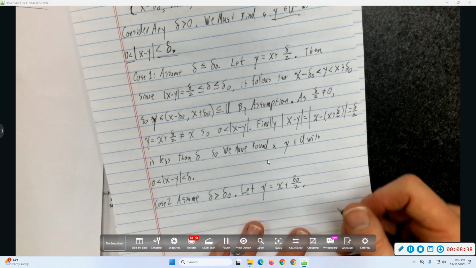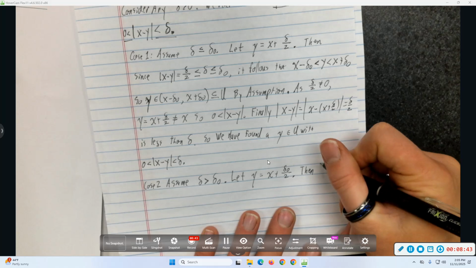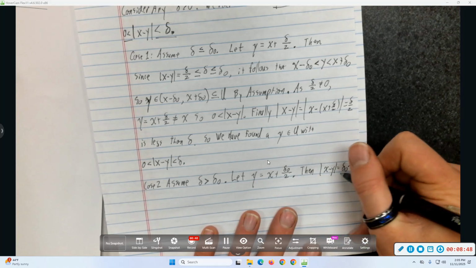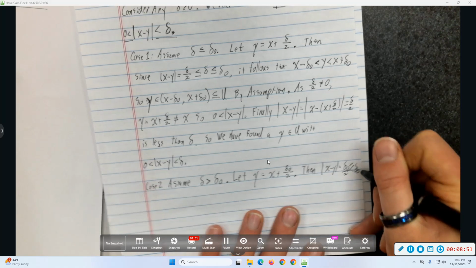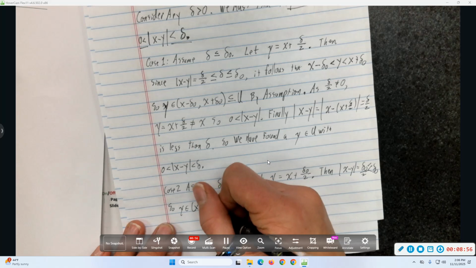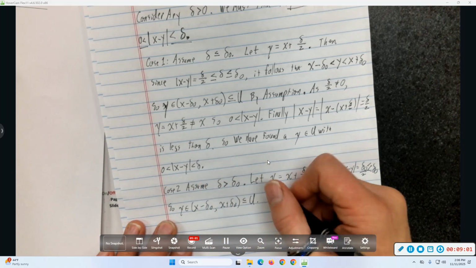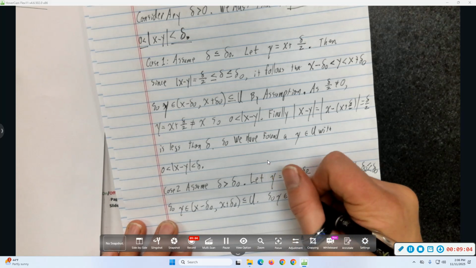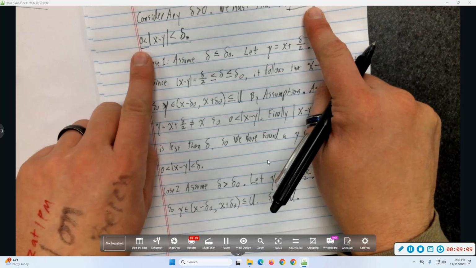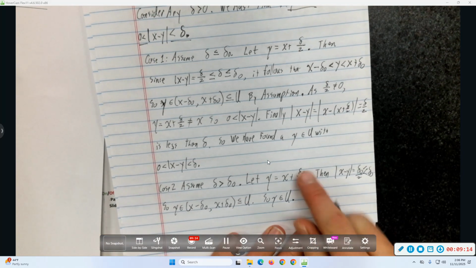All right, so I'll try to be quicker this time. Then absolute value of x minus y equals delta 0 over 2. That's less than delta 0. So y is in x minus delta 0 to x plus delta 0, which is a subset of u. So y is in u. We need y to not be equal to x. Oh, but it's x plus a bit. It's x plus a positive bit.